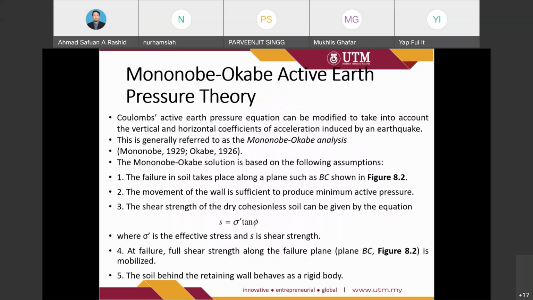Then we may look at the dynamic load. There are some improvements that have been made by several researchers, for example Mononobe or Okabe, and then we have another scholar, if I'm not mistaken his name is Arango, who also improvised the Mononobe-Okabe approach.